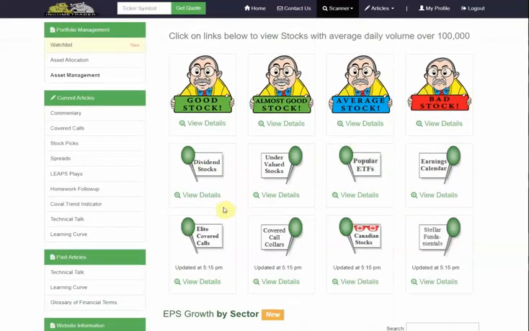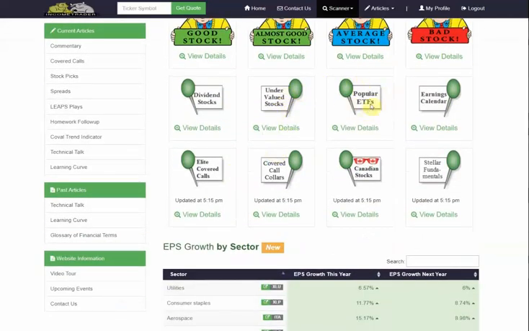So if I want to look at some dividend stocks, just undervalued stocks, some popular ETFs, if you're thinking about managing your portfolio, what stocks are coming up on earnings pretty quickly?